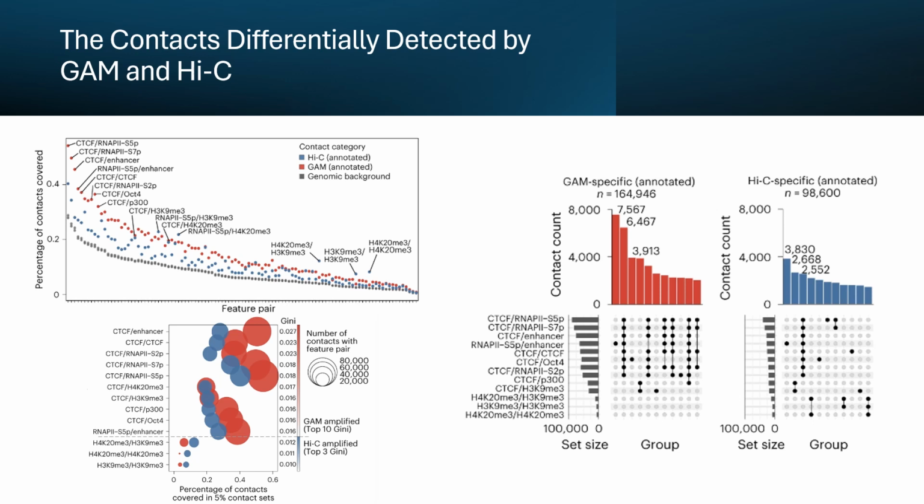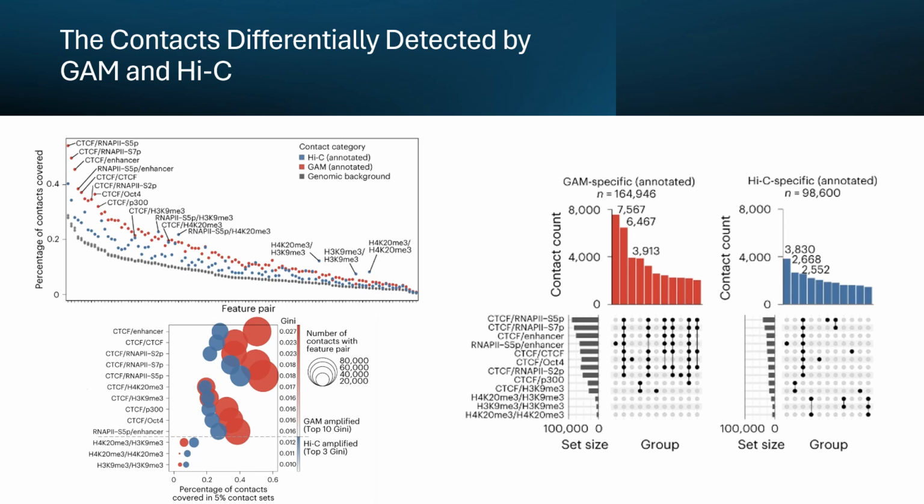We found that most feature pairs are more frequent in the specific contexts than in the genomic background. Most of the feature pairs showed a stronger enrichment in GAM-specific contexts than in Hi-C-specific contexts. Only a small subset of feature pairs are more frequent in Hi-C-specific contexts. We performed a random forest method to find the most important feature pairs that discriminate GAM and Hi-C specific contexts. We found 10 features that have the highest discriminatory power that are enriched in GAM.